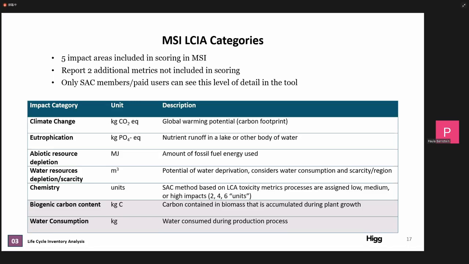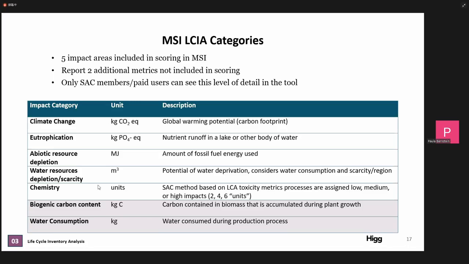And then the last 2 on the bottom, these are 2 metrics not included in scoring. Biogenic carbon is carbon contained or sequestered in the biomass of a plant during growth. I have another slide on this in the hot topics section, so stay tuned for that. And then water consumption is exactly what it sounds like. It's water consumed during the production process.